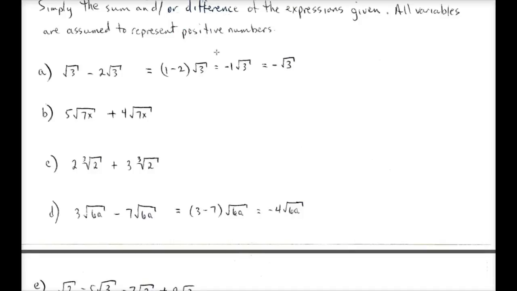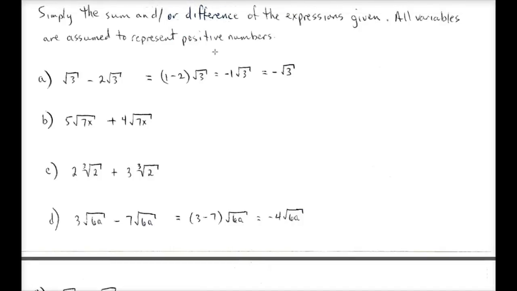assumed to represent positive numbers. Okay, so in other words, if we see an a or a b or x or a y, all those are considered to be greater than 0. So that means that whenever we see the situation of having square root of x squared, we can just write it as x instead of as absolute value of x. Okay, so that's the main reason why that particular expression is important. All right, so let's go ahead and get rid of all of this and get started.